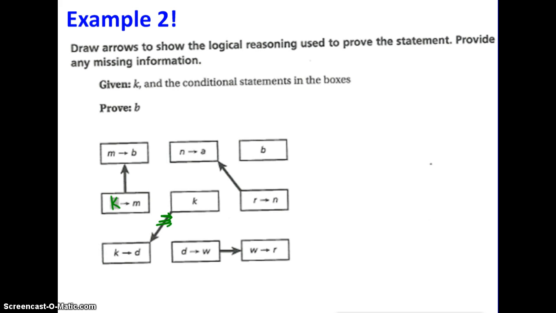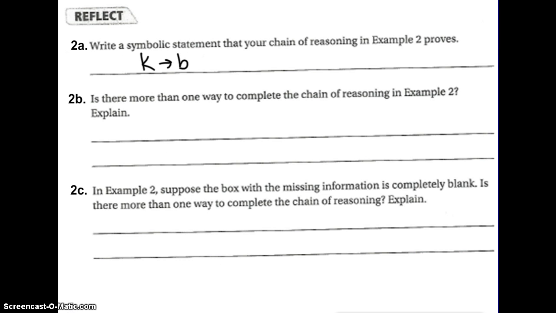And now all of a sudden, we don't need this arrow. We could say K implies M, M implies B, and there we are, back to go. So we actually would save ourselves a lot of steps if we just put K in the box. So going back to this slide, fill that in.